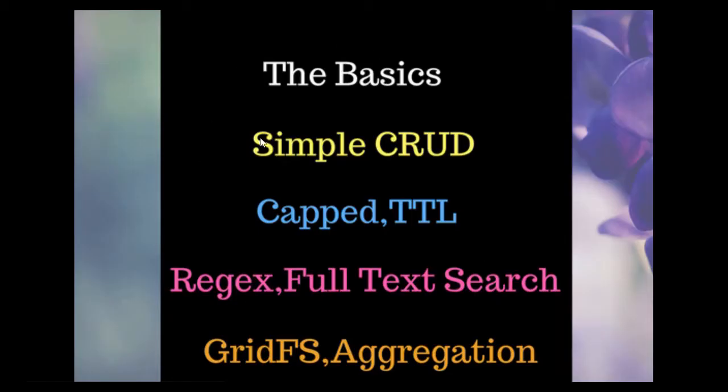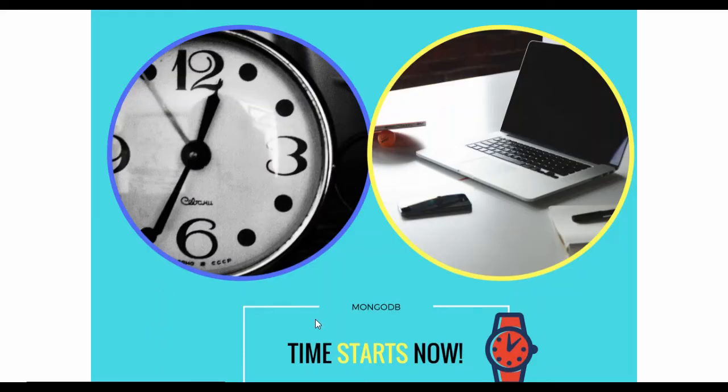In this video section, we are going to cover these topics. The first one is the basics, where we'll be learning about the basics of MongoDB. The second one, we'll be seeing about CRUD operations on MongoDB using Mongo Booster client. We'll be seeing quite some queries in this example. Following this, we'll be learning about capped collection and TTL. These are very easy and important. Then we'll be learning about regex, full text search, and finally GridFS and aggregation. These are very easy and important. So our time starts now.